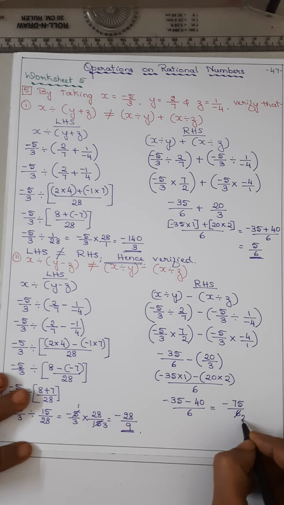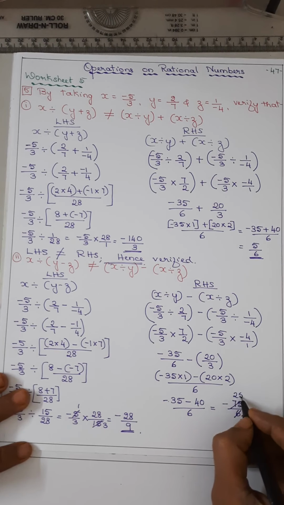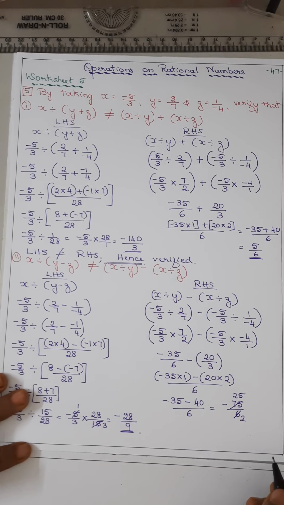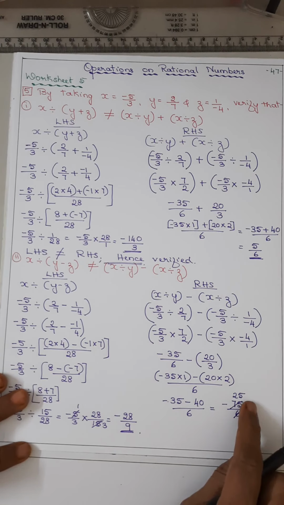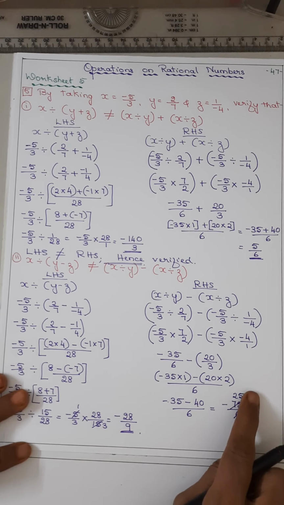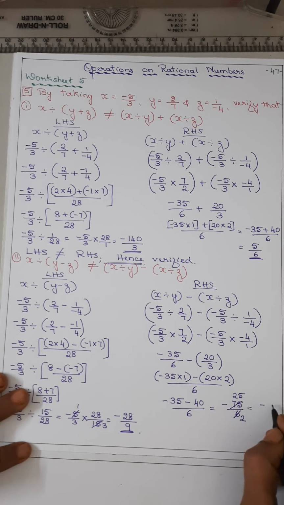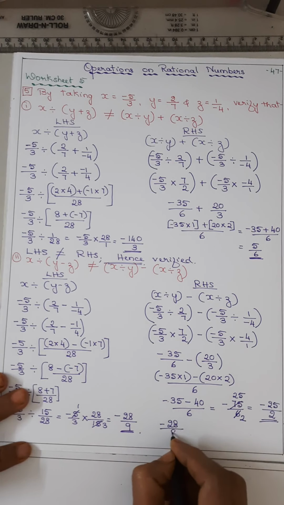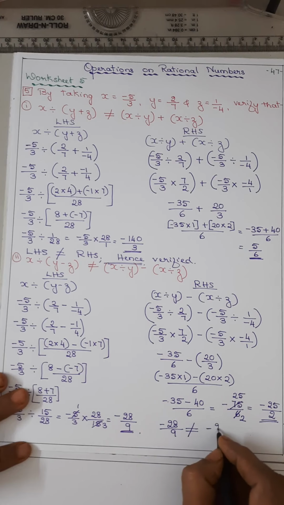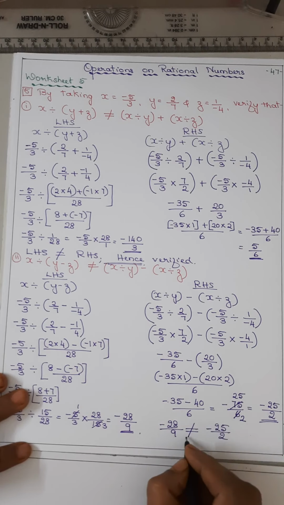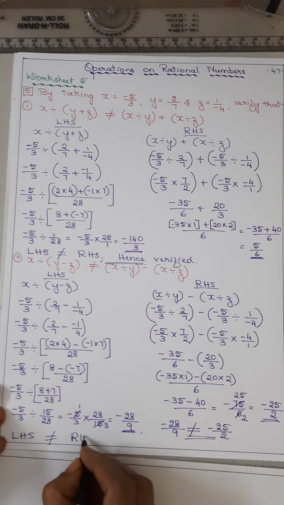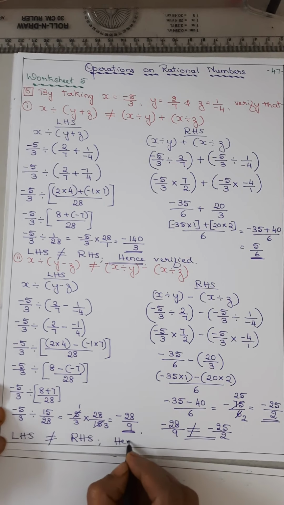Now 3 2s are 6, 3 25s are. You remember 25 1s are 25, 25 2s are 50, 25 3s are 75. We used this here. So 3 2s are 6, 3 25s are 75. So you got minus 25 upon 2. Are they equal? No. Minus 28 by 9 is not equal to minus 25 by 2. So LHS is not equal to RHS. Hence verified.